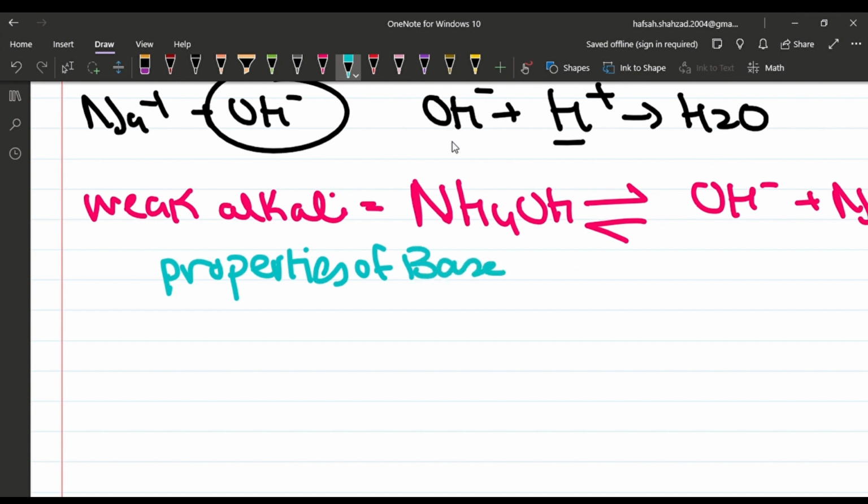Properties of bases. First, it turns litmus paper blue.